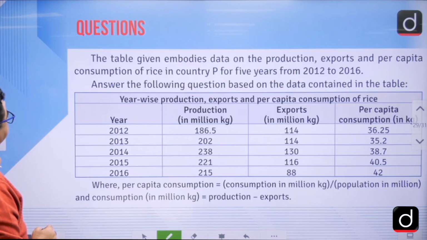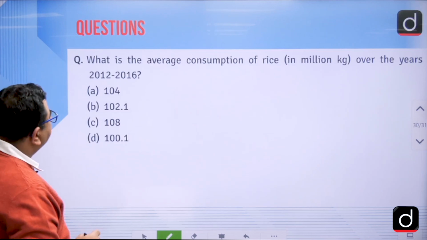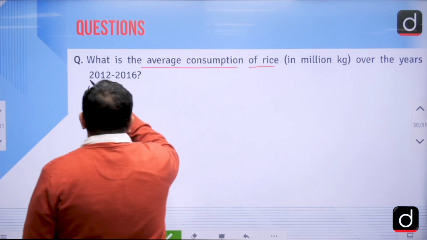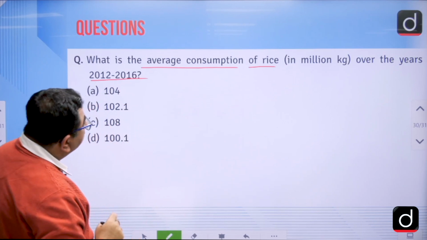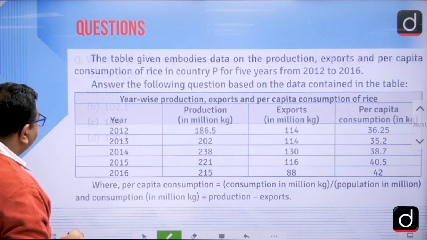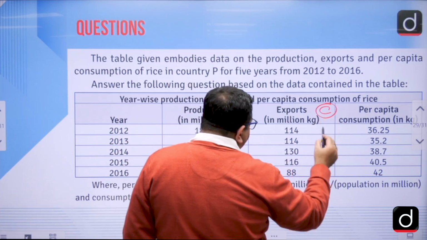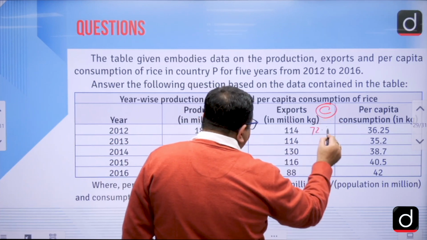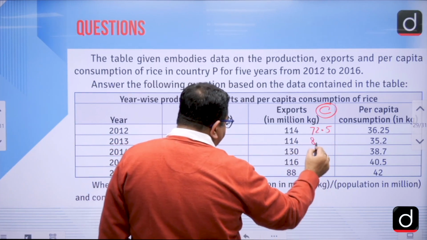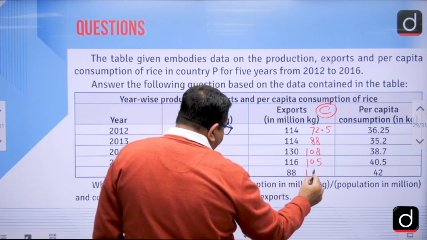Okay, now again the same table, and the question is, what is the average consumption of rice over the years 2012 to 2016? So average of the consumption we have to find. So let's see the consumptions, right? So consumption we have seen, this is 72.5, this is 88, this is 108, this is 105, this is 127, right?